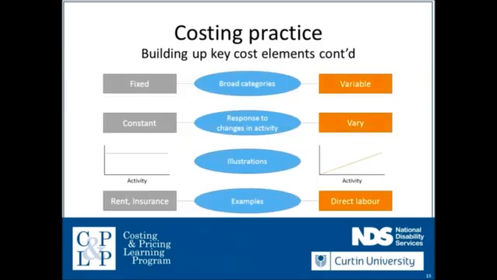Finally, on this particular section, I just want to look at costing practice in a diagrammatic form. This diagram was introduced in the previous webinar, but just reinforcing the relationships between fixed and variable cost, our expectations in relation to changes in activity, and also some examples of those costs to help you to decide what is important from your organisation's perspective in terms of fixed and variable costs.